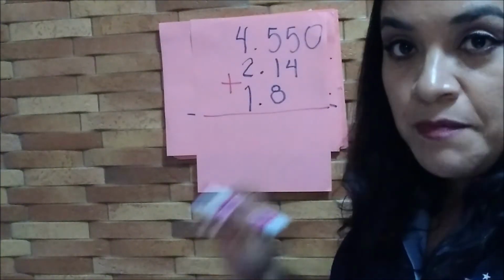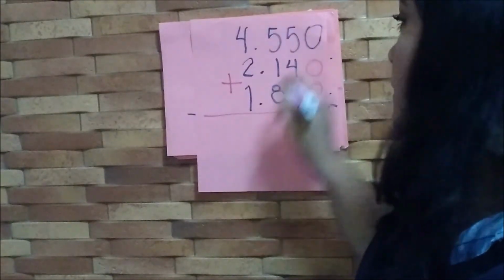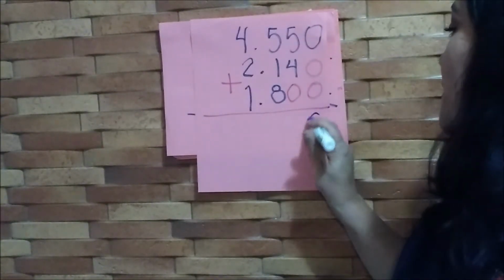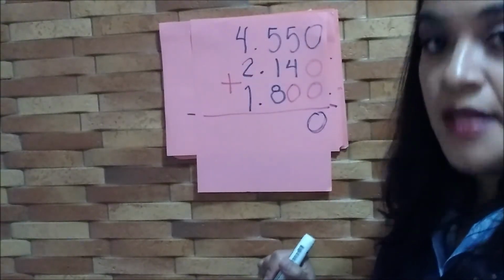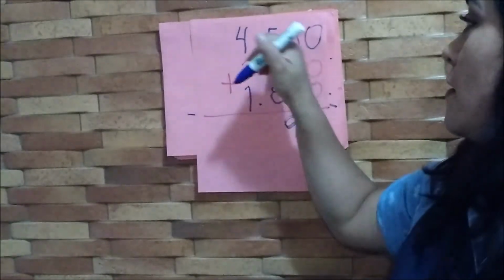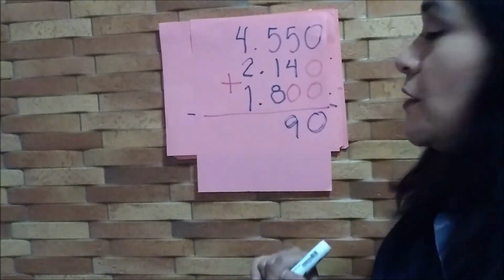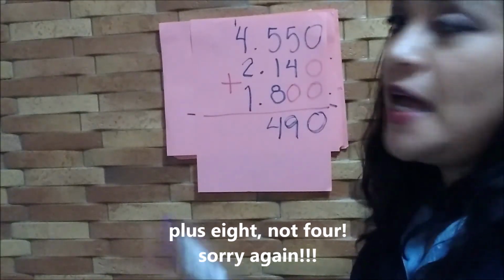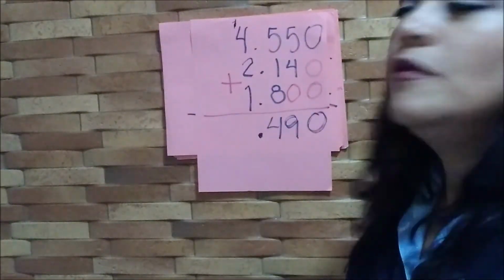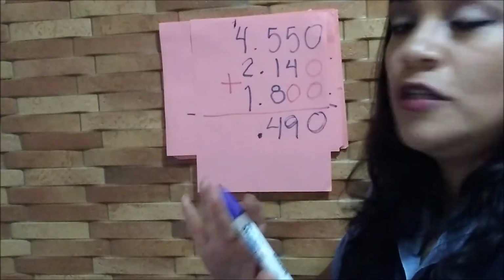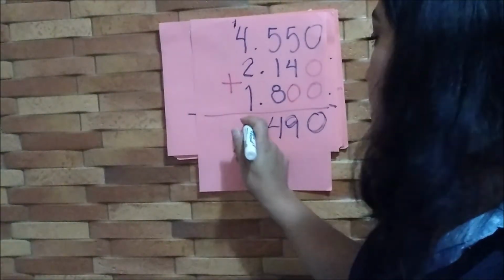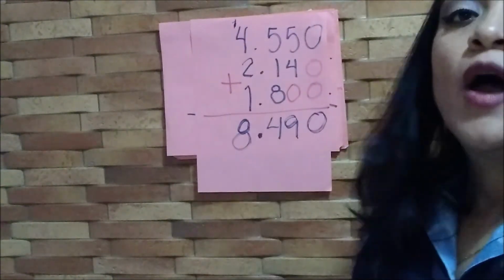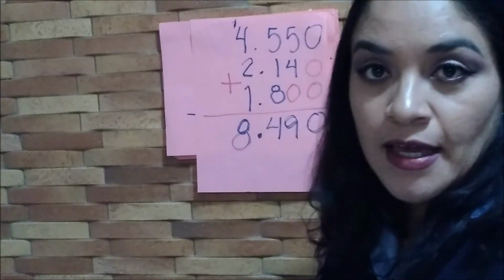Remember, we can fill empty spaces with zero. Now, let's add. 0 plus 0 plus 0 equals 0. 5 plus 4, 9. Plus 0, 9. 5 plus 1, 6. Plus 4, 14. And we want to place the one here so we can write our point. 1 plus 4 equals 5. Plus 2, 7, plus 1, 8. So the three largest buckets or containers together hold 8.490 liters.